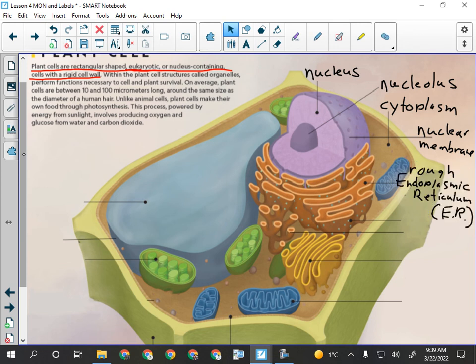Okay, the reason the rough endoplasmic reticulum is rough is because it's covered in little bumps called ribosomes. That's what this is pointing at, the little dots. Now, most of a cell's ribosomes are on the rough ER, but there are some that just float around in the cytoplasm.